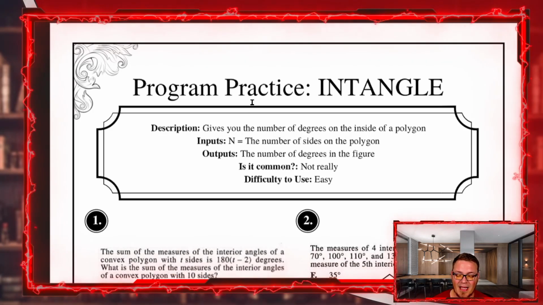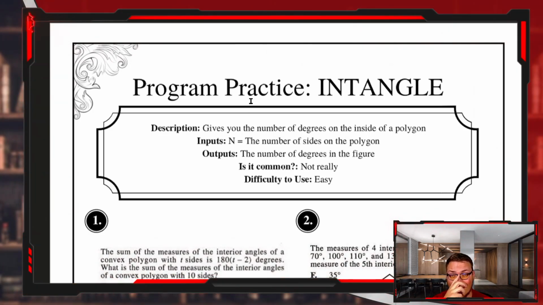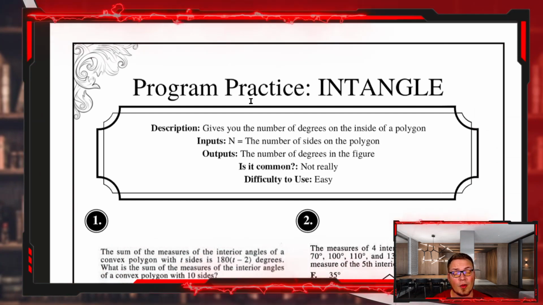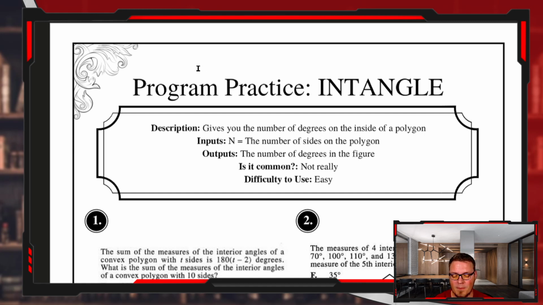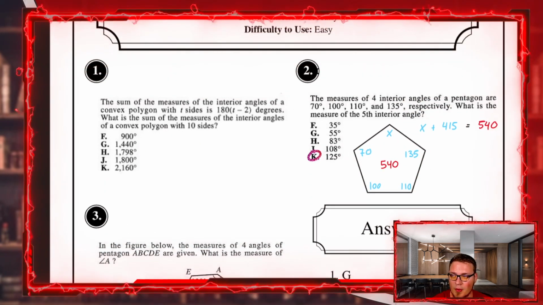All right, so diving into the next program, we're going to have one called Intangle. The Intangle program is going to help us find the number of degrees on the interior of a polygon. So let's just go ahead and take a look at question number 2 here.